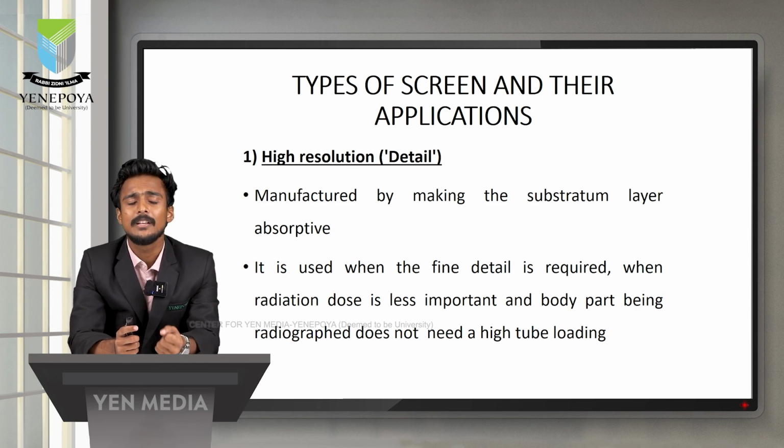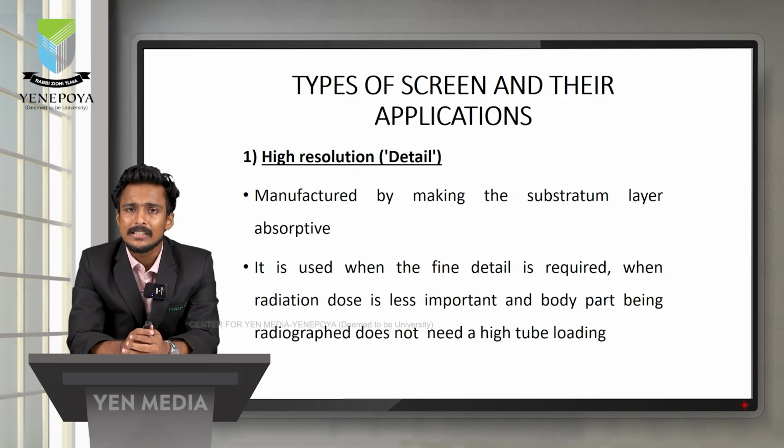It will absorb the maximum amount of light in the phosphor layer. That's why it provides a detailed radiograph. But the main disadvantage of an absorptive substratum layer is that it takes more time compared to a reflective substratum layer. Also, the high resolution screen is used when fine detail is required, when the radiation dose is less important, and when the body part being radiographed does not need a high tube loading.